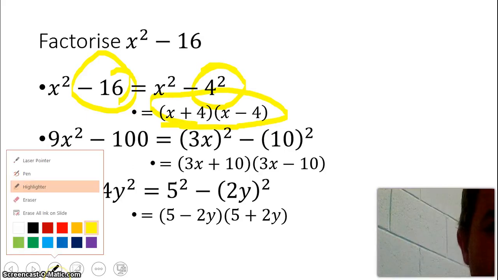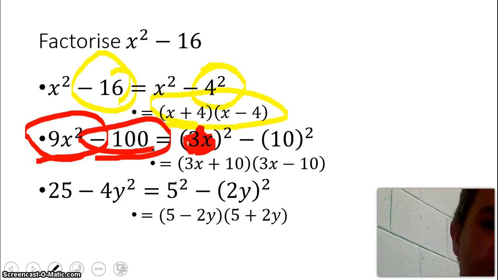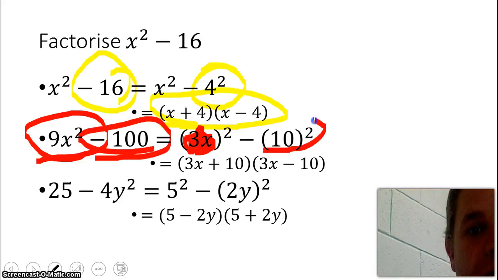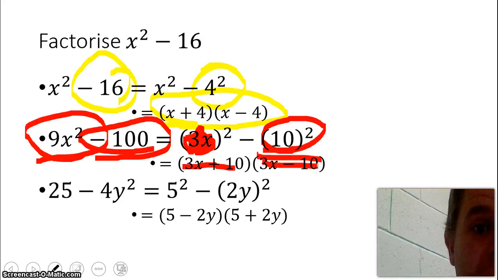In the second example here, we've got 9x squared. 9 is a perfect square, square root of 9 being 3, so we end up with our little 3x here. And we've got minus 100, so that's going to be 10 squared. So that's where we get our 3x plus 10, 3x minus 10.